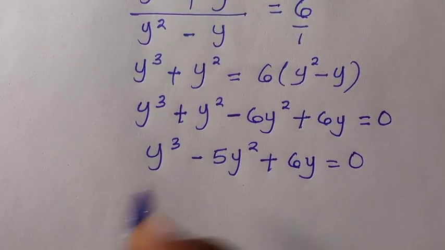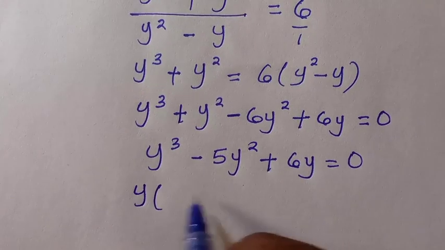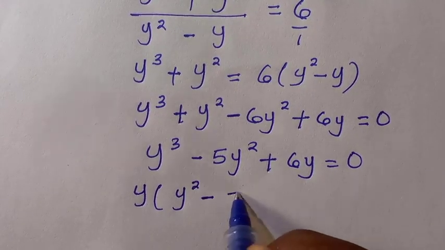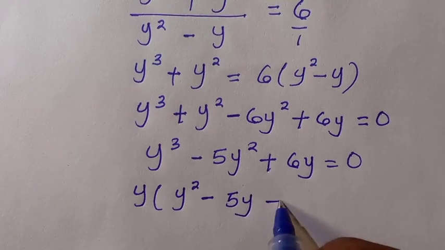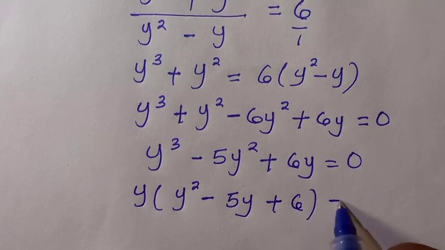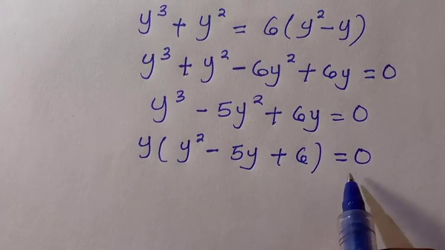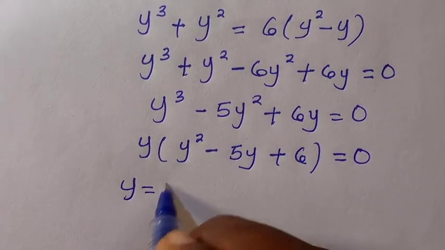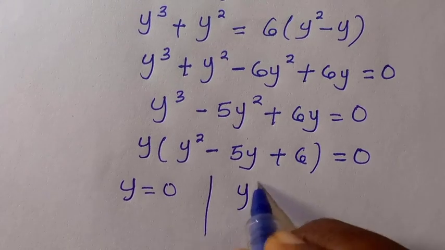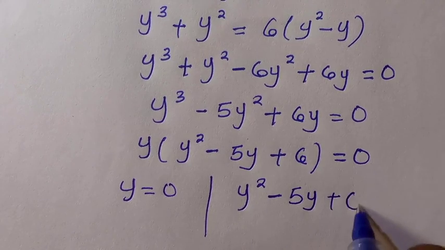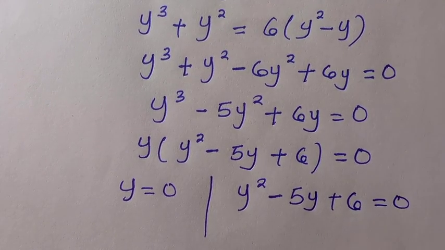So y is common, we can factor it out. By taking it out, we have y bracket y square minus 5y plus 6 equals 0. And here we have y equals 0, or we have y square minus 5y plus 6 equals 0.